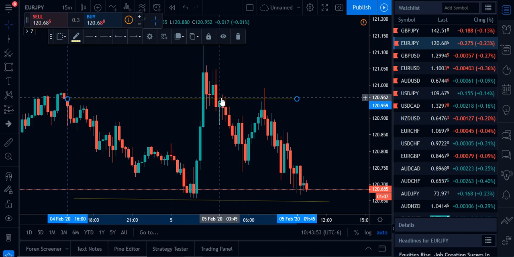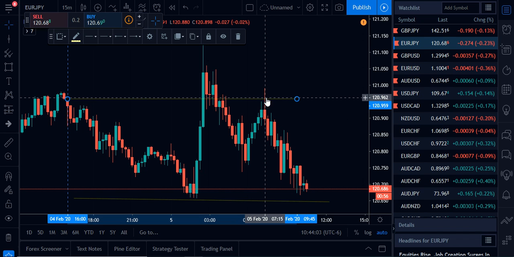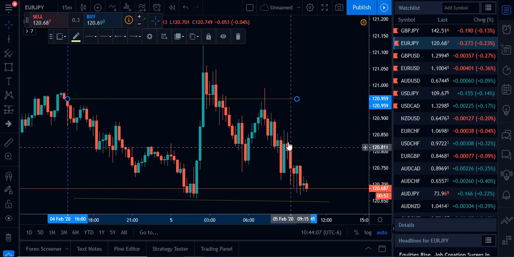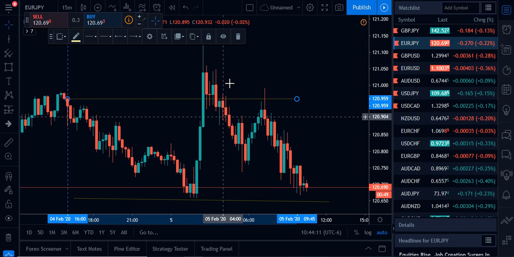Now it came here, broke down a little, and the market tried to go back up but fell. And it just kept on going down. The market came back and tested the level again before dropping completely. But yeah, this whole session here really doesn't concern us.